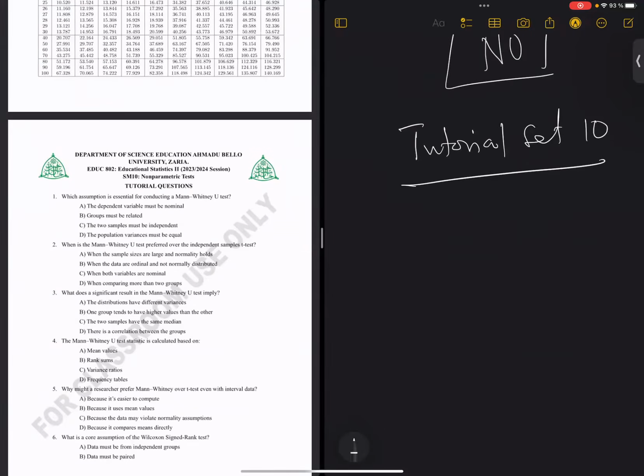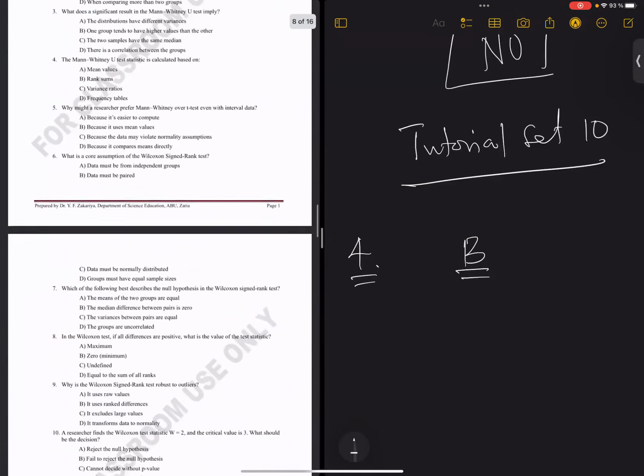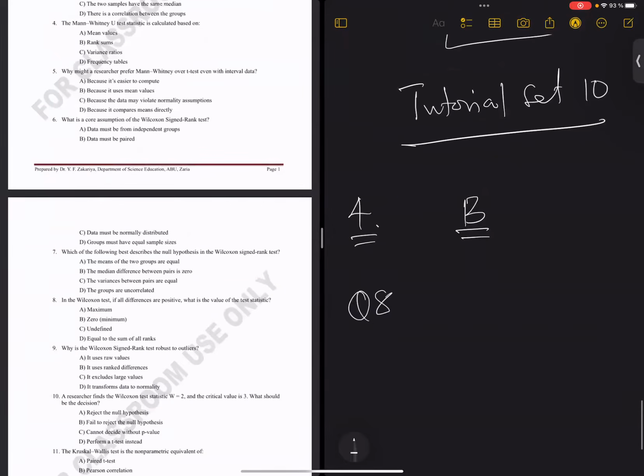That is tutorial set 10. Again, we take multiples of 4. So we start with question number 4. Question 4 says, the Mann-Whitney U-test statistic is calculated based on mean values, rank sum, variance ratios, or frequency tables. This must be B, rank sum. Thank you.